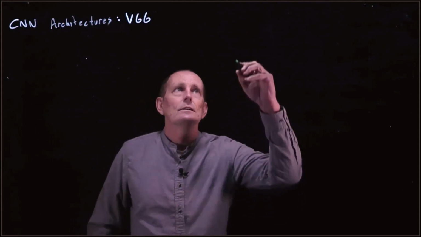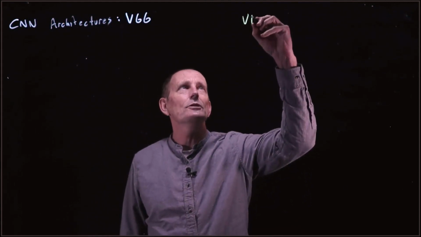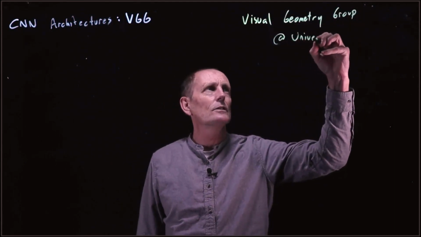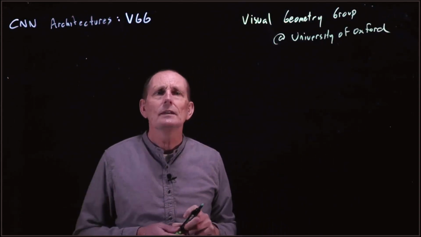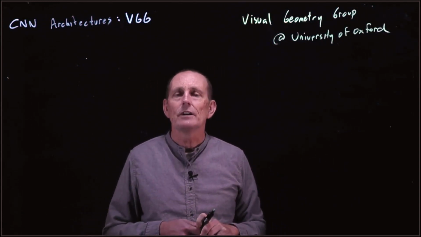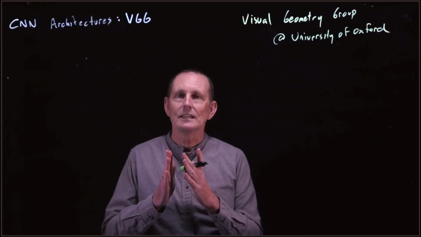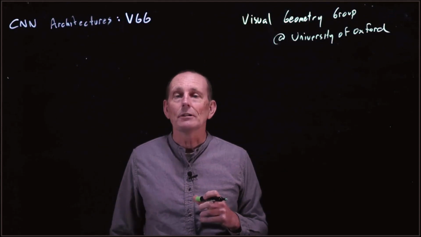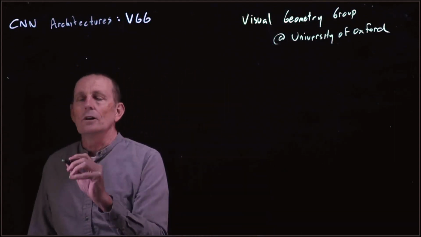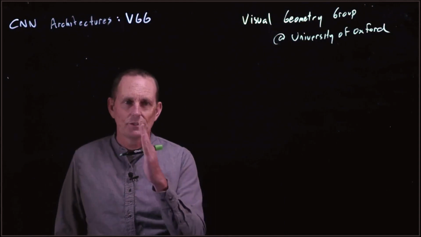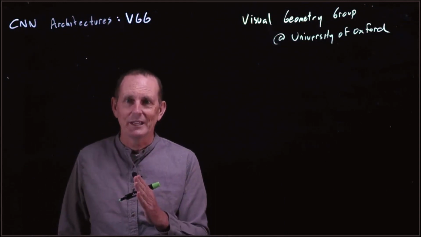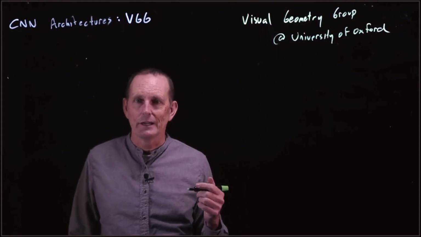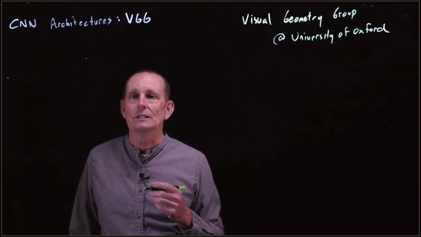VGG, the name of this comes from Visual Geometry Group, and this is at the University of Oxford. So the VGG network is really fairly straightforward. It is a sequence of convolutional layers followed then by some linear layers at the end. All of the convolutions are 3 by 3 convolution layers, max pool layers, and then at the end, flattening into some linear layers. The activation function that's used is ReLU.